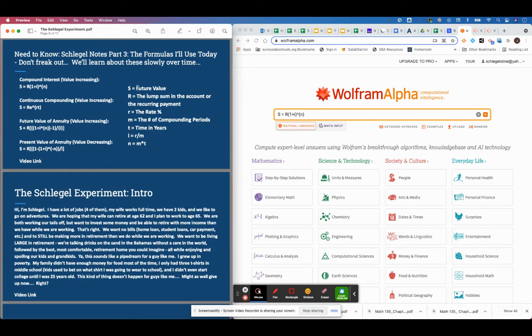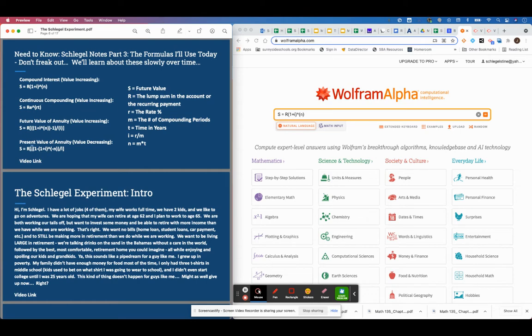Then over here on the side, we have a bunch of variables. I need to let you know that on each one of these, you'll see S on the left. For whatever reason, they choose to use a capital S as the future value of the investment. That's how much money it's going to be worth after a period of time. R is going to be the lump sum in the account or the recurring payment. So here for the compound interest and the continuous compounding, if I put $10,000 in the account, that would go in where R is.